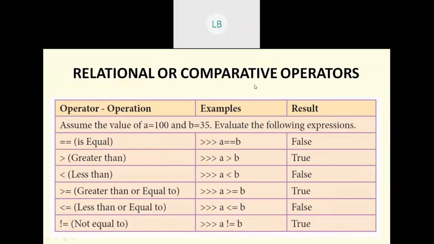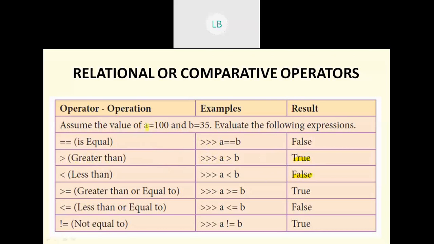Let us see relational or comparative operators. These are the relational operators you have in Python: equal to, greater than, less than, greater than or equal to, less than or equal to, not equal to. These operators will act on the operands and produce the result either true or false.